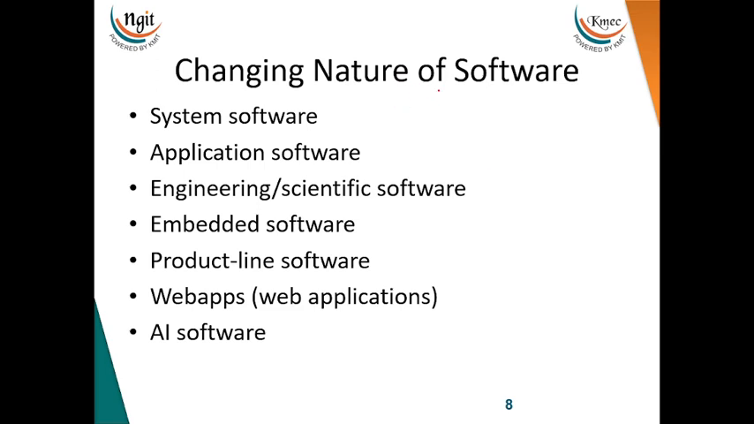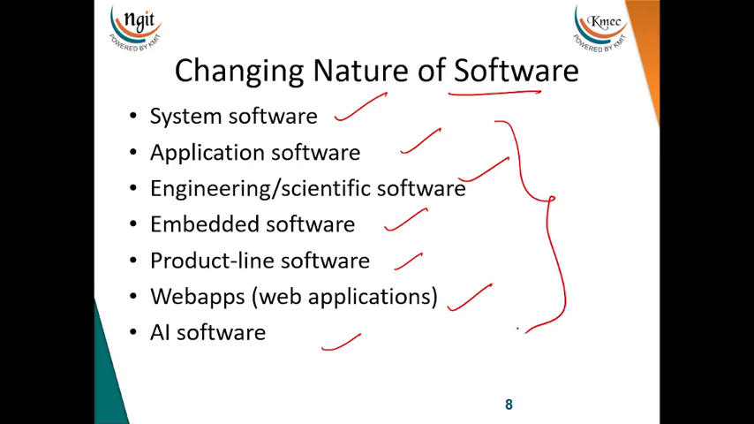Changing nature of software, yes. Why is the nature changing? System software means systems are getting updated. Application software, there are a lot of applications. Everybody needs a software for each application. Engineering, scientific purposes, new technologies coming, you are using for engineers, you are using for scientific purposes. Embedded system, new technology that was not there till 2000. Embedded system came into existence where you are using product line software. For this product, this is the software. For this product, this is the software. Web-based application, there are a lot of web-based where you can monitor your things from the web. AI software, these are the changing nature of software.